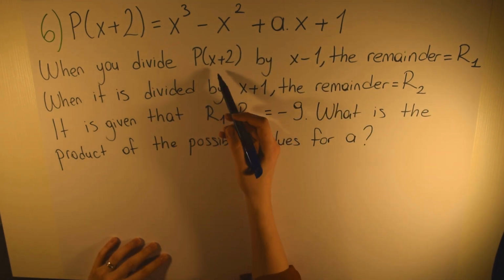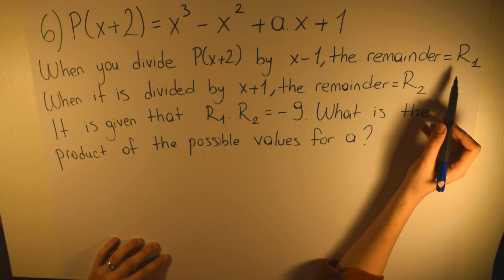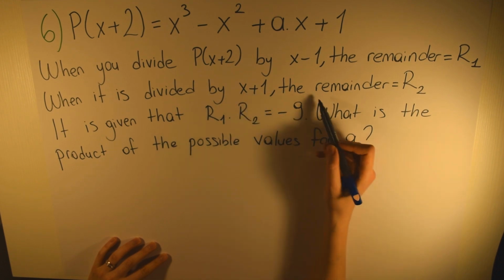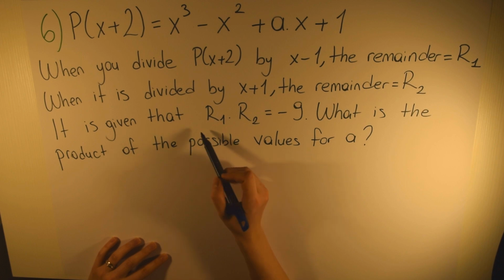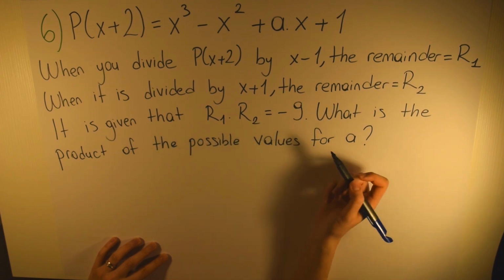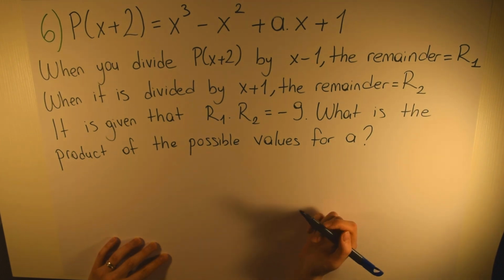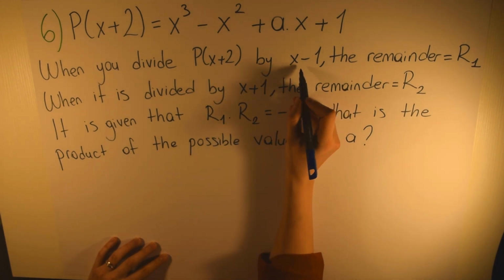When you divide p(x) plus 2 by x minus 1, the remainder is equal to r1. When it is divided by x plus 1, the remainder is equal to r2. It is given that r1 times r2 is equal to minus 9. What is the product of the possible values for a? Now, what should we do first? Let's start with this one.